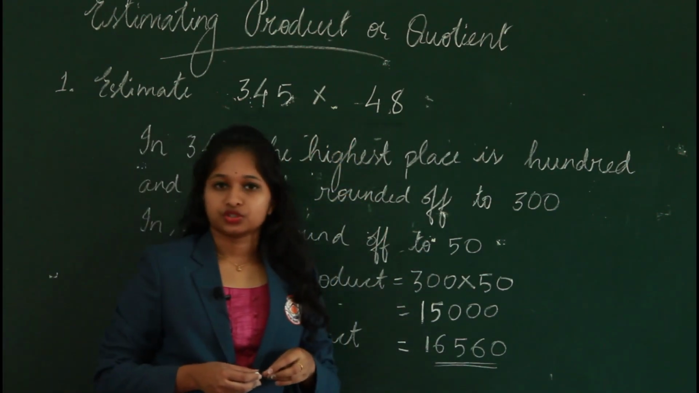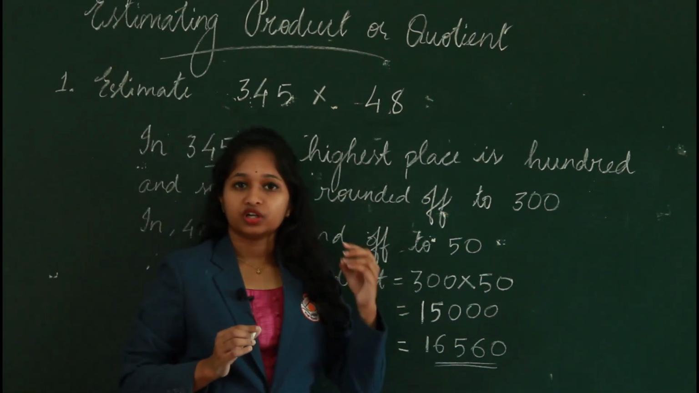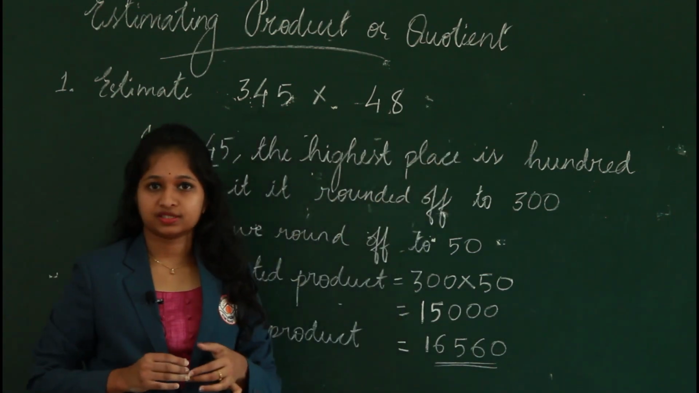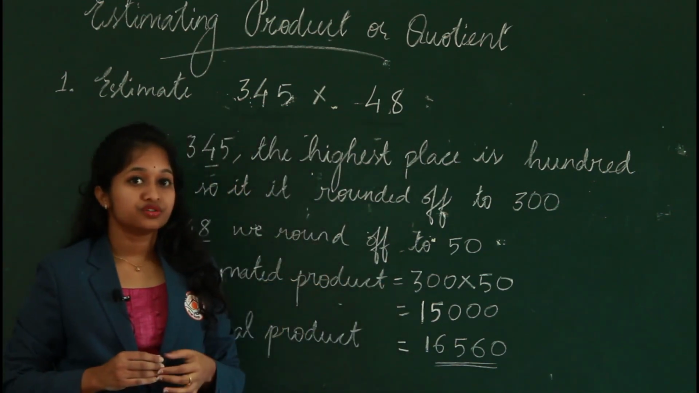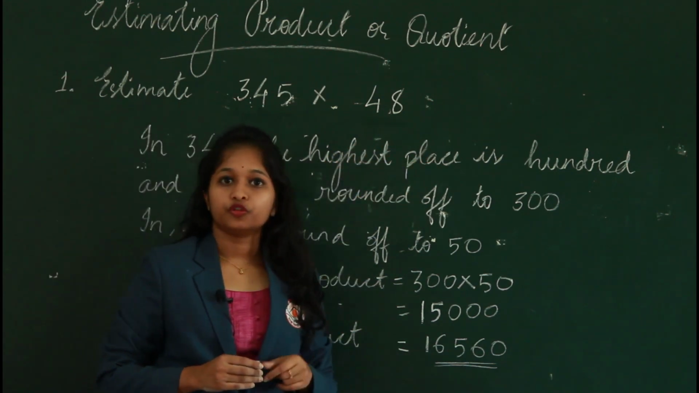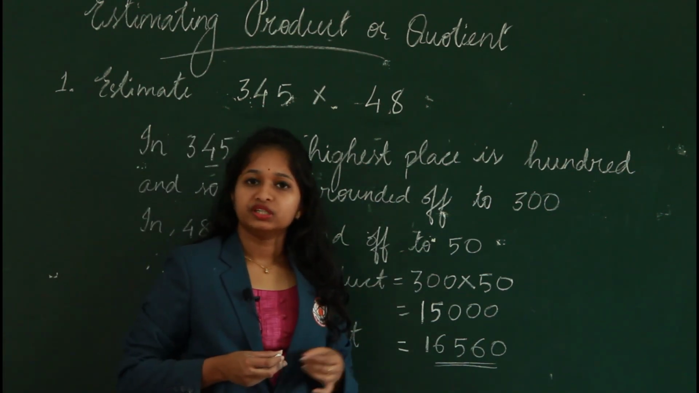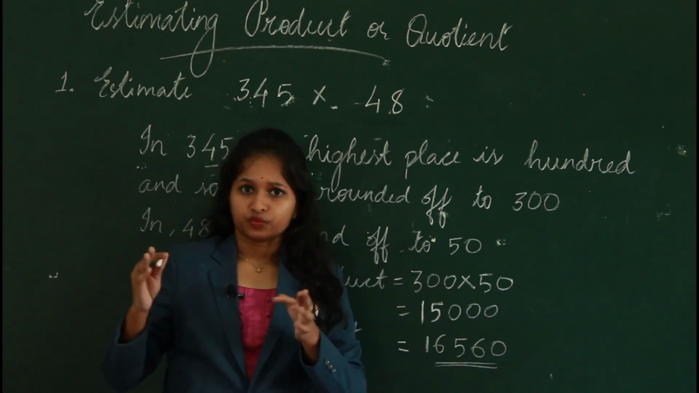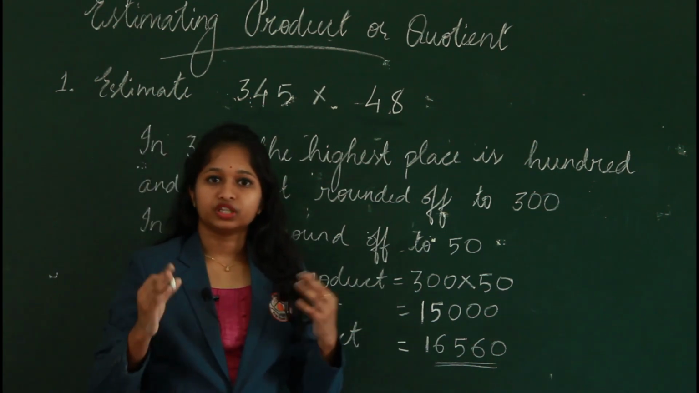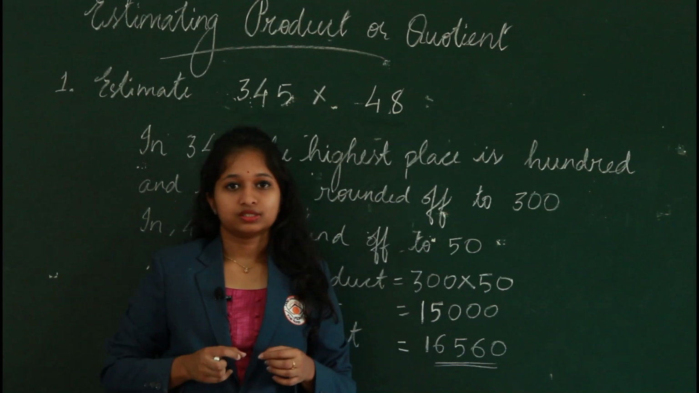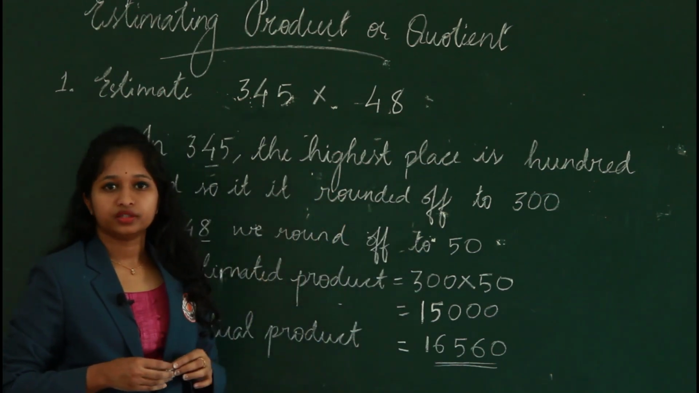In case of product or quotient, what we have to do is, whatever value they have given, we have to round up those numbers to its highest place. Here 345, it is in hundreds. We have to round off to nearest 100. This number 48, it is in tens. We have to round off to nearest tens. That's the difference. In case of sum or difference, what we have done is we are rounding off the given numbers to the smallest digit out of all the numbers. Here we have to round off to the highest place.